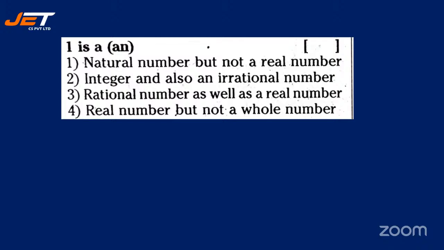1 is a or an natural number but not a real number. Integer and also an irrational number. Rational number as well as real number. Real number but not a whole number.